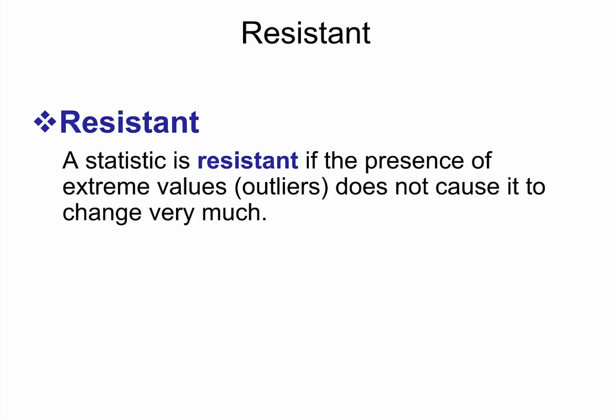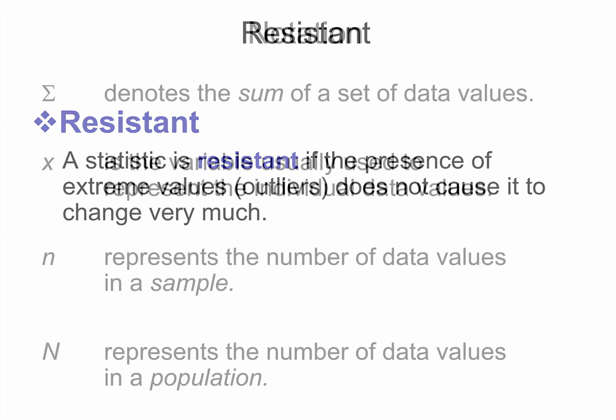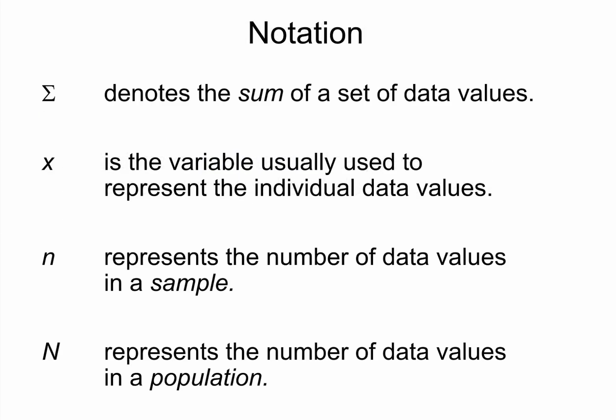A statistic is resistant if the presence of extreme values, that is outliers, does not cause it to change very much. Here's some notation that we use when we present the formulas. We see a summation sign at the top that denotes the sum of the set of data values. x is the variable usually used to represent individual data values.